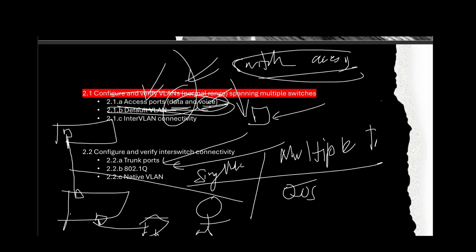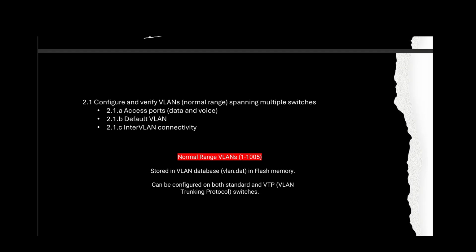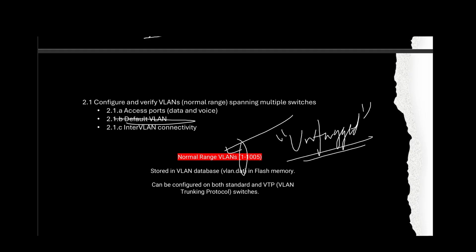And next on our list, we have the default VLAN. The default VLAN is in the normal range, 1 to 1005. VLAN 1 is the native VLAN, that's the default. That's the reason why we have a native VLAN, because we're telling the switch to untag that specific VLAN.